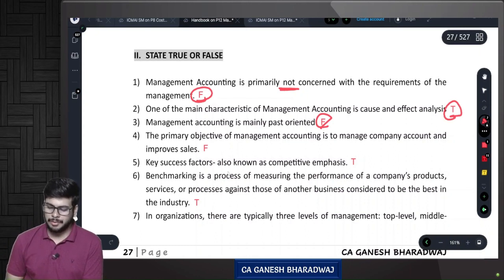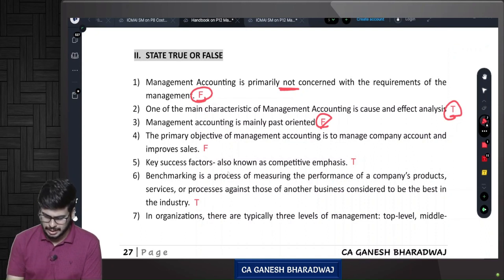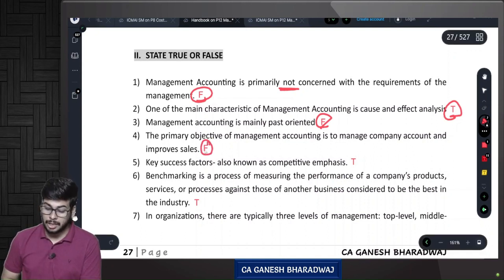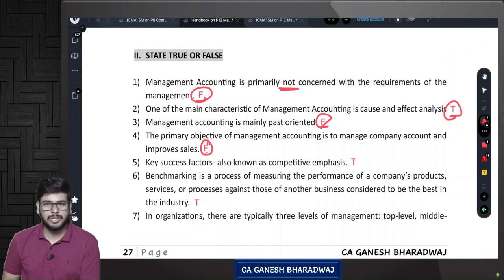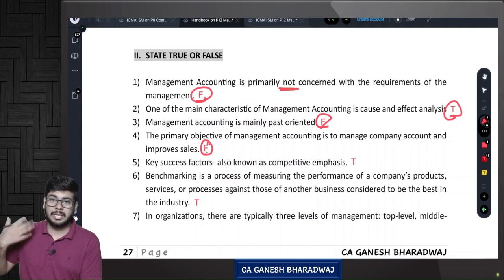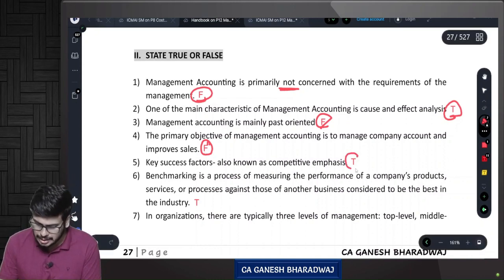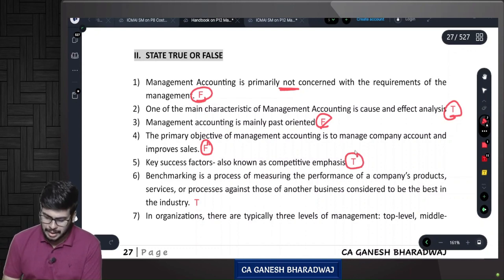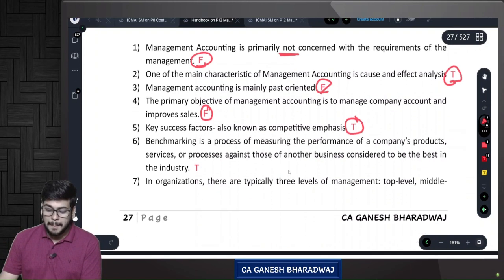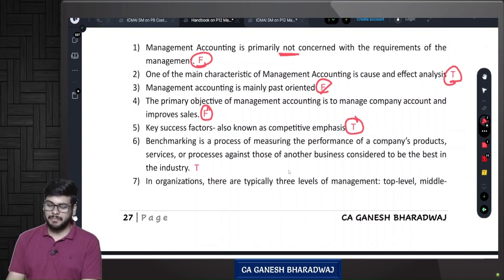The primary objective of management accounting is to manage the company account and improve sales. No, it is about decision making and control. Key success factor is also known as competitive analysis. Right now, in the current era it is about value creation and facing the competition. Yes, this seems true, so we will put it as true. Key success factors, also known as competitive analysis. Yes, true.